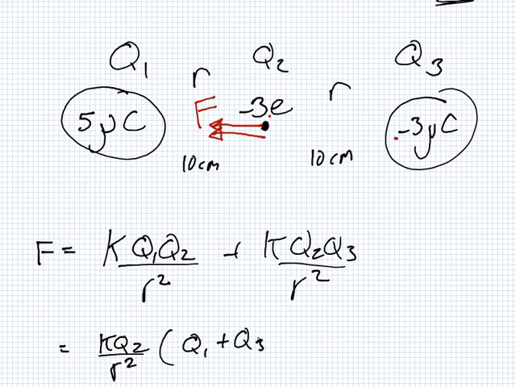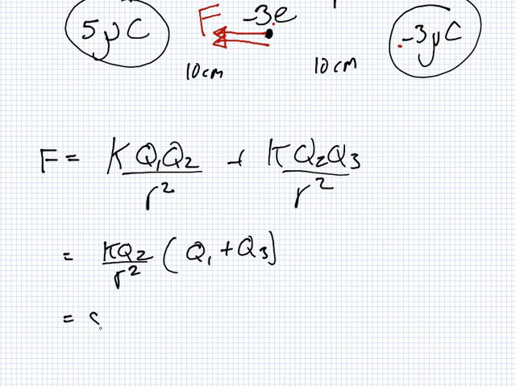Now, be careful with the signs. Don't put the minus in here. Why not? Well, I already have considered the minus by drawing the arrow to the left and adding it to the F. So I've already accounted for the minus. If I put the minus in here, I'm accounting for it twice and making a mistake.